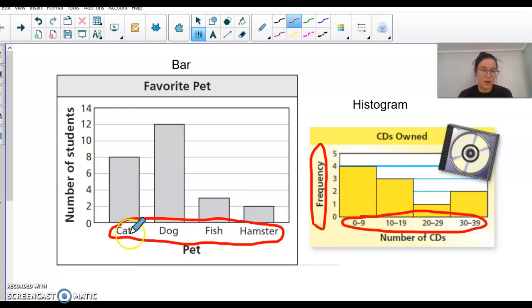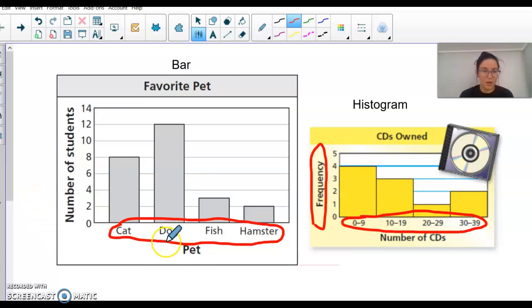For a bar graph, it's just extremely categorical data. So cat, how many people like cat? Exactly 8 people like a cat. Whereas in a histogram, 4 people have any range of 0 to 9. So that means 4 people could have 0 CDs, 4 people could have 9 CDs, or one person could have 9, another person could have 2, another person 3, another person 4. So it's a variety in that same frequency interval.